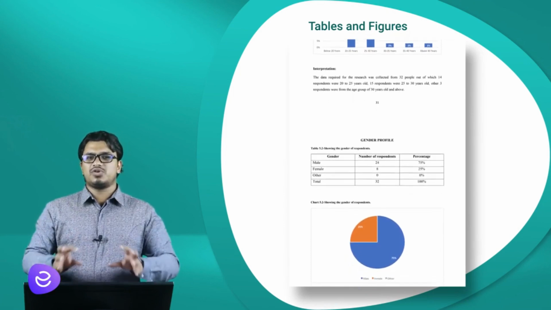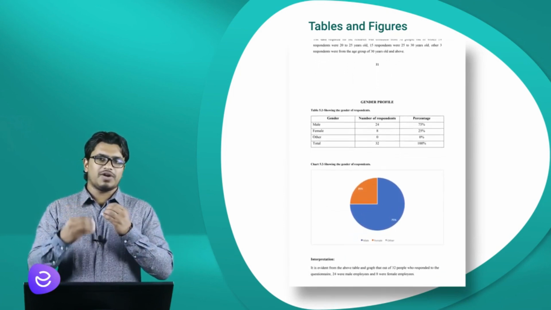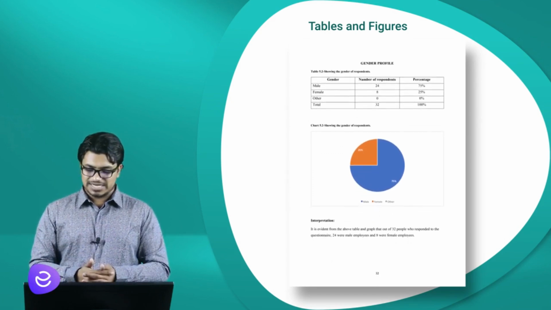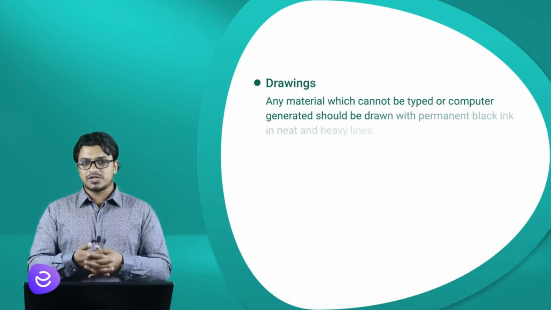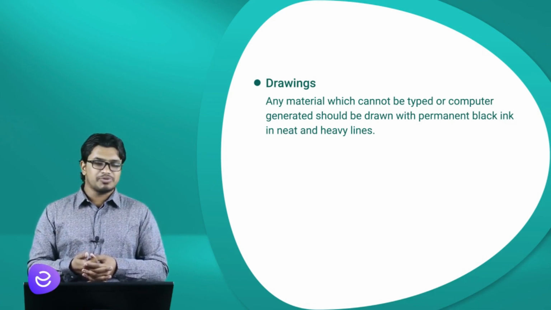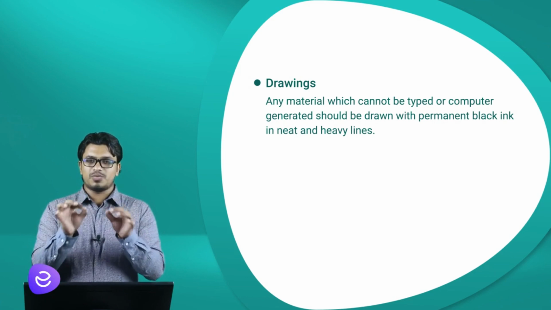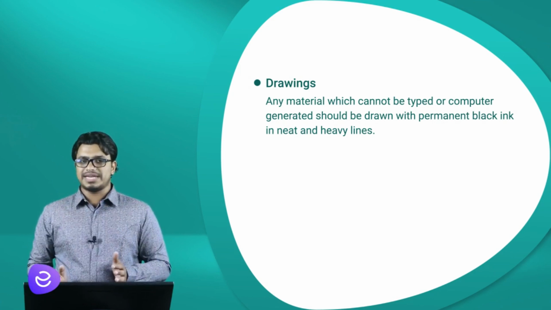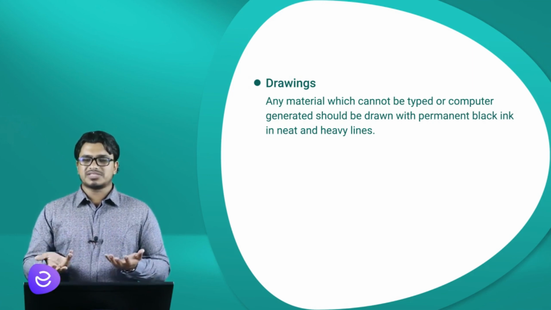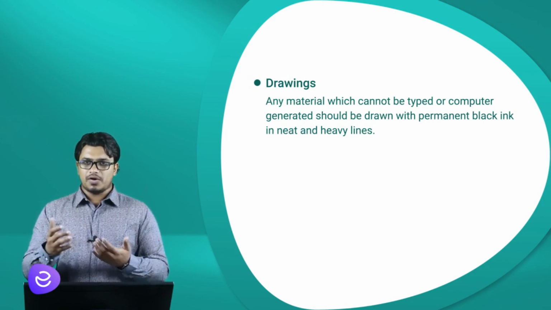And in our case, in data analysis and all, for every question we used to include a table and a figure for easy understanding. Drawings can also be included if it is a good one. If it cannot be typed or computer generated, then it should be drawn with good black permanent ink, and it can be added accordingly. And maybe Xerox representations can also be of the same drawings.